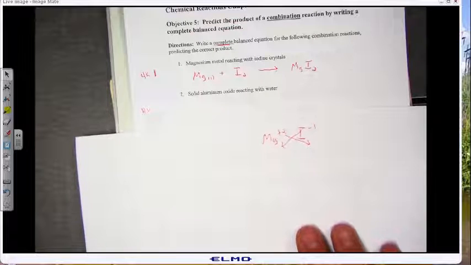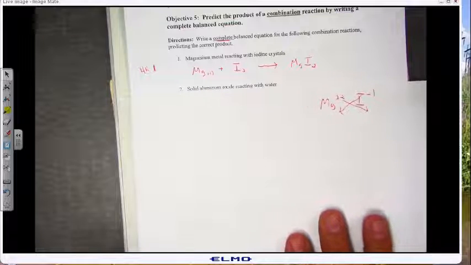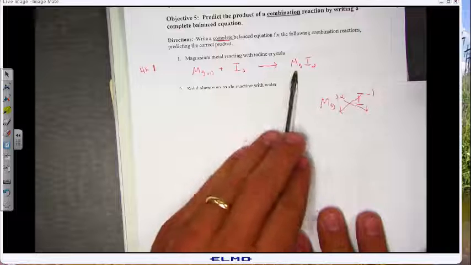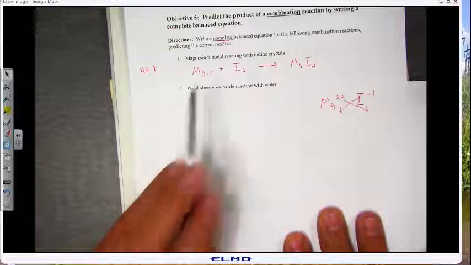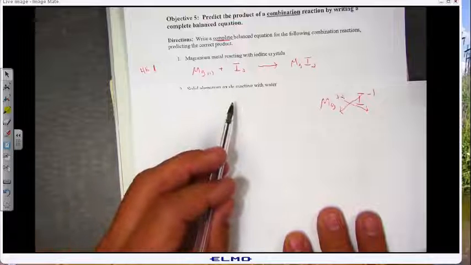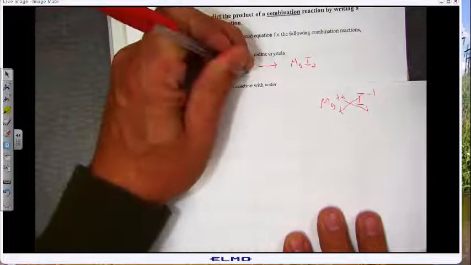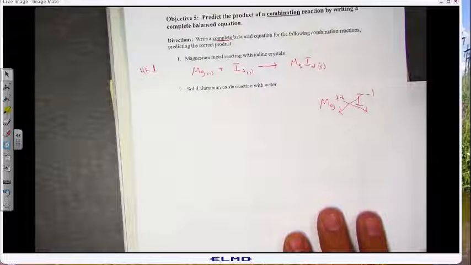Then I have to check to see if it's balanced. And in this case, I'm seeing 2 iodines and 2 iodines, and I'm seeing 1 magnesium and 1 magnesium. I don't think I'm going to get out a T-chart. It looks balanced. So then what? Now I need to fill in some more things. Crystals are solids, and magnesium iodide is a type of salt, and that's also a solid.